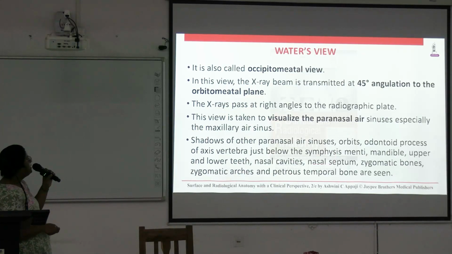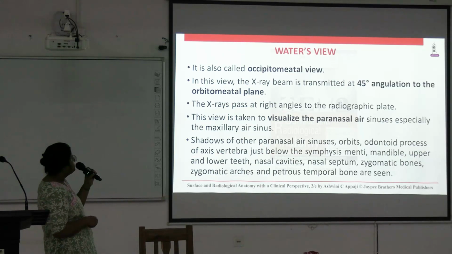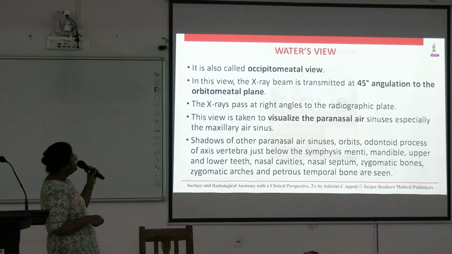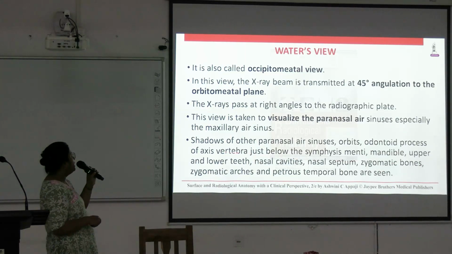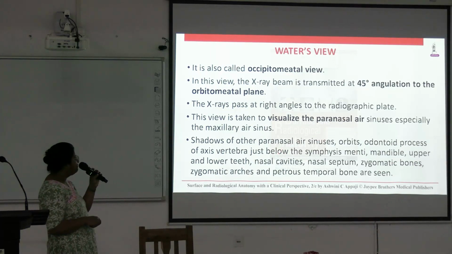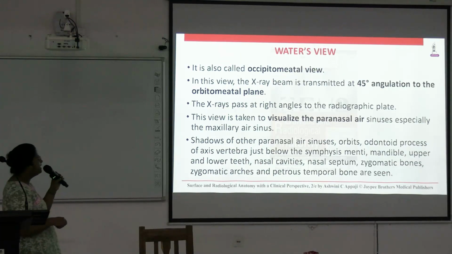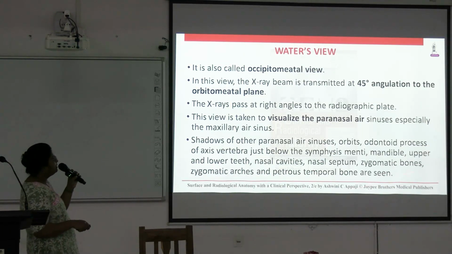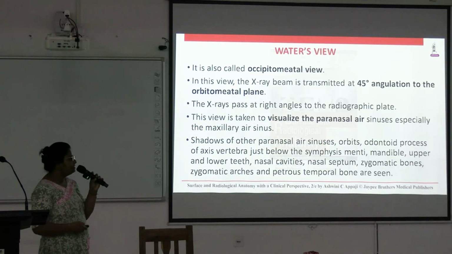Shadows of other paranasal sinuses, orbits, the odontoid process of the axis vertebra just below the symphysis menti, the mandible, upper and lower teeth, nasal cavities, nasal septum, zygomatic bones, zygomatic arches, and petrous temporal bones are seen. All these are clearly visible in this Waters view.